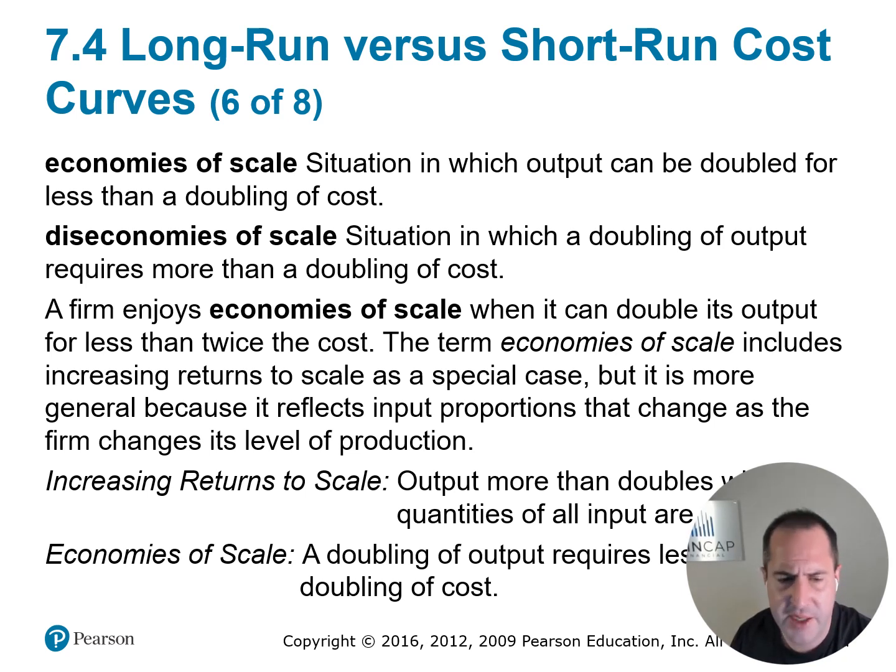Economies of scale: situation in which output can be doubled for less than a doubling of cost. Diseconomies of scale: situation in which doubling of output requires more than a doubling of costs. A firm enjoys economies of scale where it can double its output for less than twice the cost. The term economies of scale includes increasing returns to scale as a special case, but it is more general because it reflects input proportions that change as the firm changes its level of production.